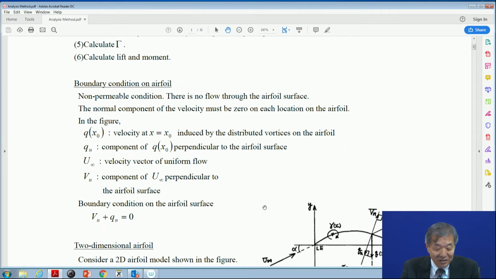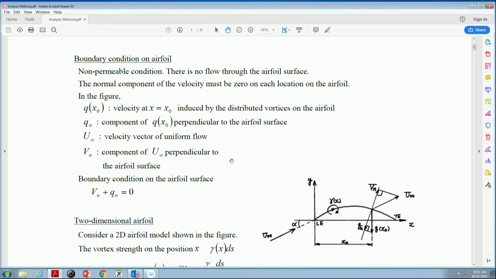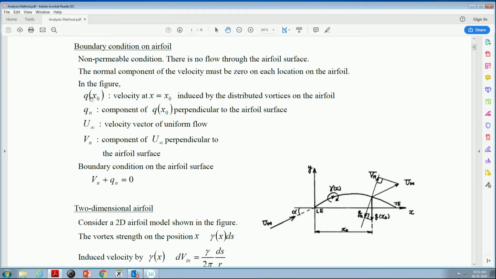And the boundary condition is shown here. It's a non-permeable condition: there is no flow through the airfoil surface, so the normal component of the velocity must be 0 at each location of the airfoil. Q is the induced velocity at x equals x here, induced by the distributed vortices on the airfoil. The vortex strength is gamma at the coordinate x, distributed from here to here.